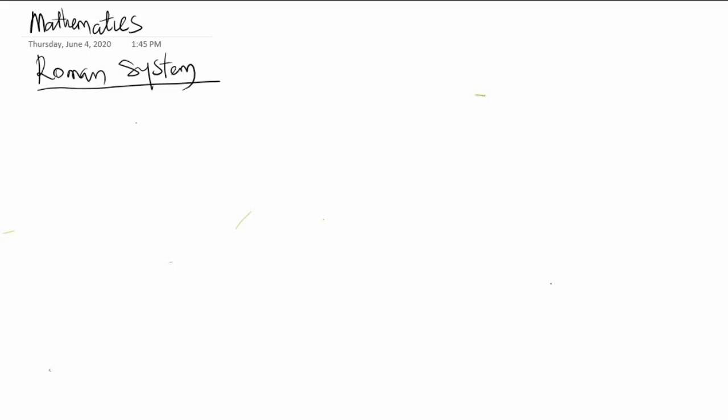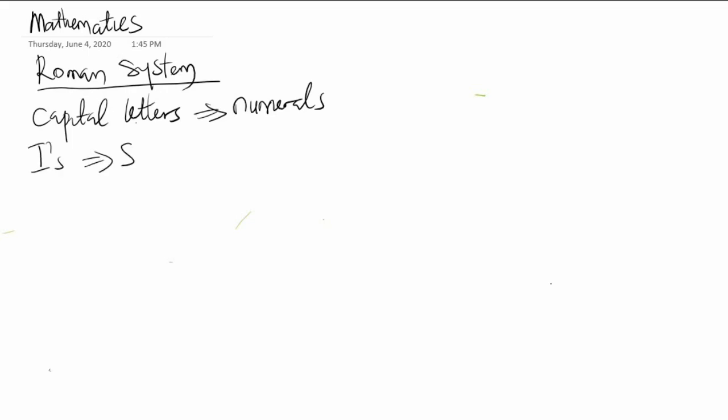So there were many ancient methods of writing numbers. The Roman system is still in use today. The Romans used capital letters of the alphabet for numerals. In the Roman system, I stands for units. X stands for tens. C stands for hundreds. Other letters stand for fives, fifties, 500s, and 1000s.